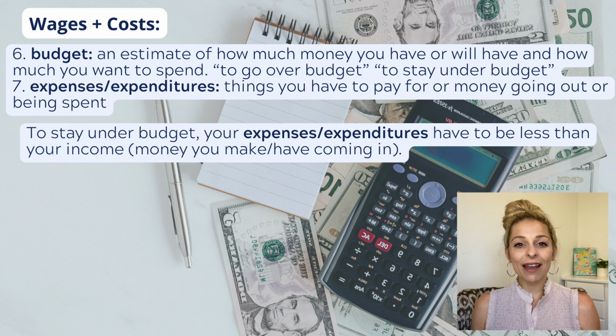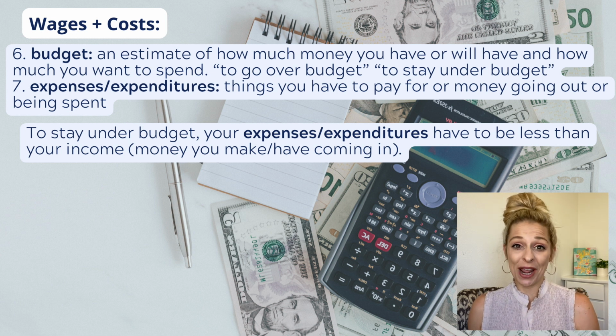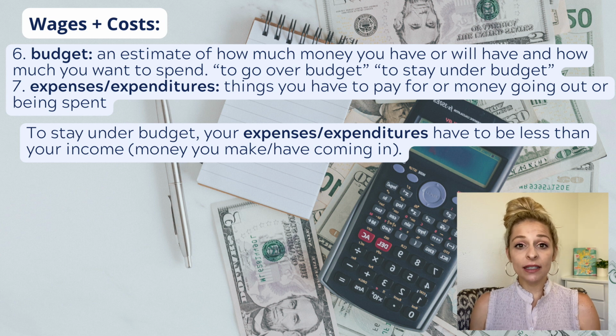Then we have number 7, which is expenses or expenditures. And this refers to things you have to pay for, or money going out or money being spent. In a sentence, we can say, to stay under budget, your expenses or your expenditures have to be less than your income, or the money that you make or the money you have coming in.